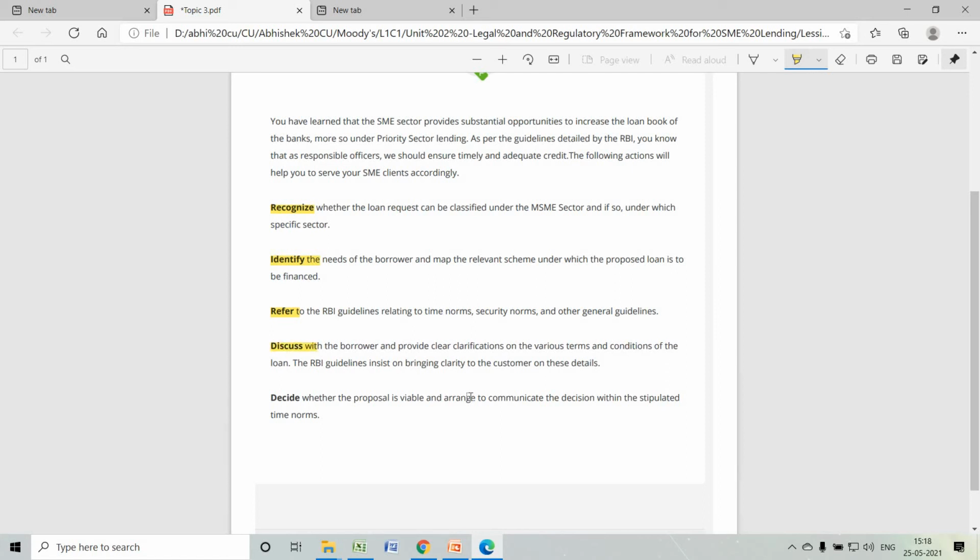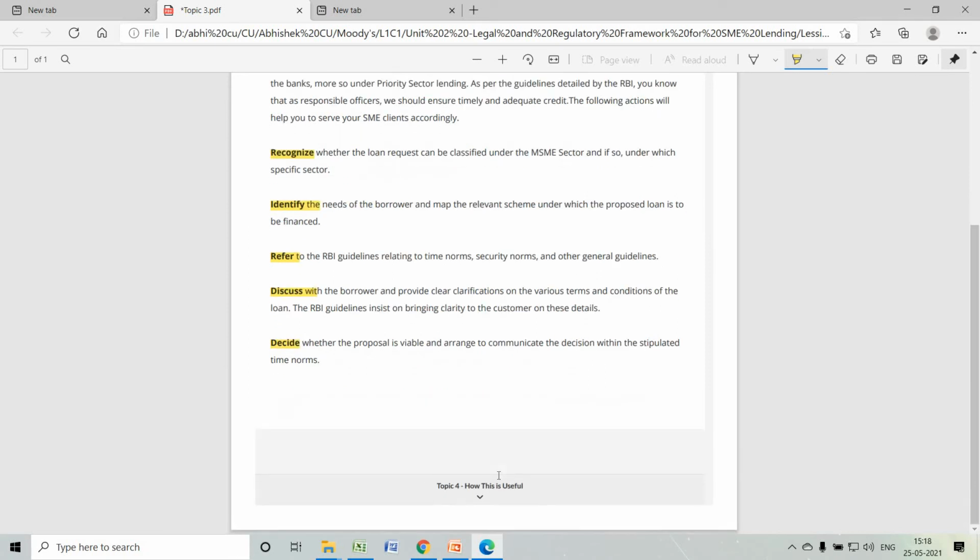Then discuss with the borrower and provide clear clarification on various terms and conditions of the loan. The RBI guidelines insist on bringing clarity to the customer on these details. Then decide whether the proposal is viable and arrange to communicate the decision within the stipulated time norms. So these are the things which you need to do as a responsible credit manager. So this is the end of topic 3.